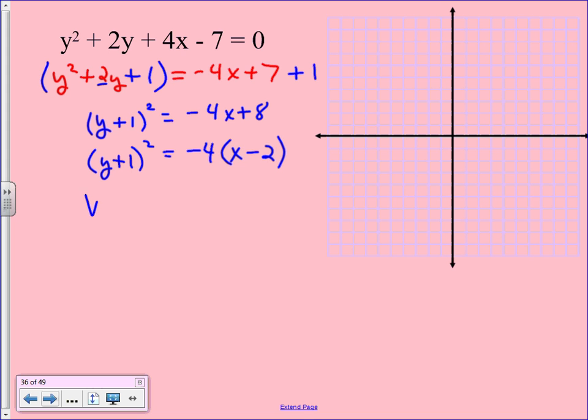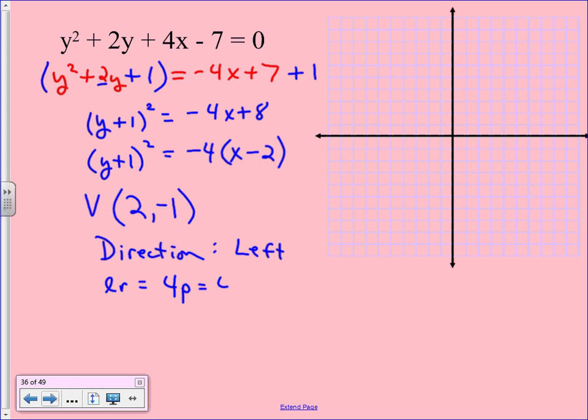So what is the vertex? Did you get 2, negative 1? Hope you did. Okay, which direction is this? Well, it's y squared, so it's going to be left right. But 4p is negative, so that means it's going to go left. Okay, and what is the value of LR? 4. And that's 4p. Okay, 4p equals 4, so that means p has to be just 1.